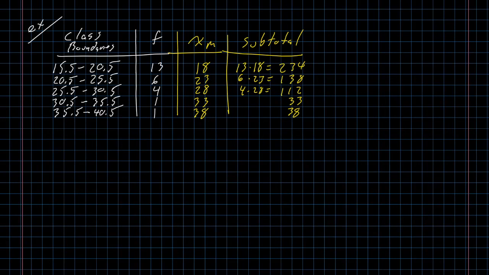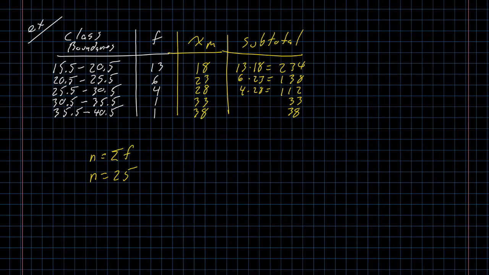This particular distribution is not all that bad. The number of scores in the distribution is the sum of all of the frequencies. 13 plus 6 is 19, 19 plus 4 is 23, 24, 25. All right, 25 scores is not unreasonable. You can put 25 numbers into a calculator and probably not make a mistake.